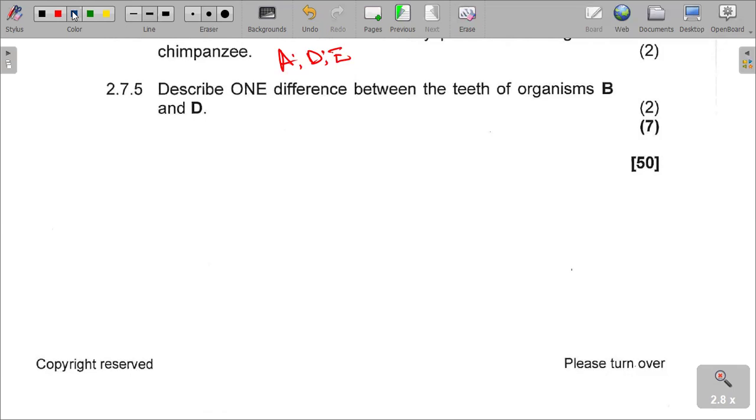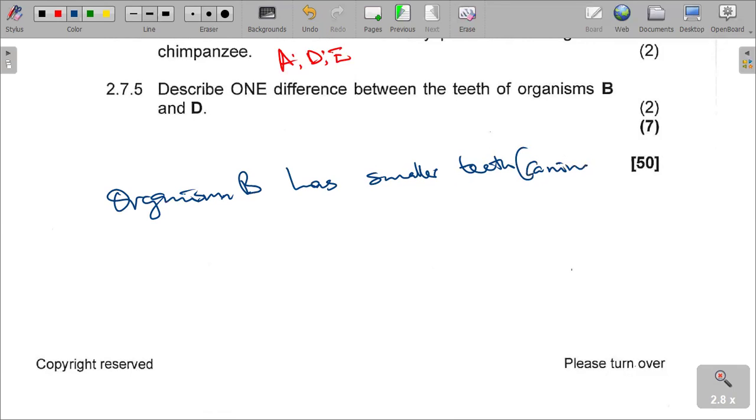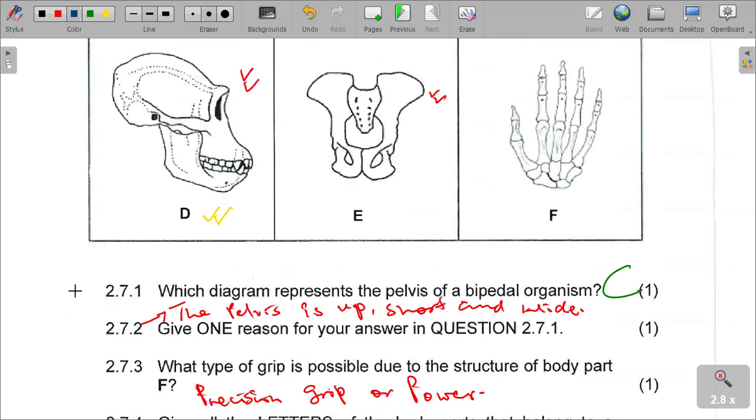Organism B has smaller teeth, which we can say are smaller canines, and D has got large canines that we can see.